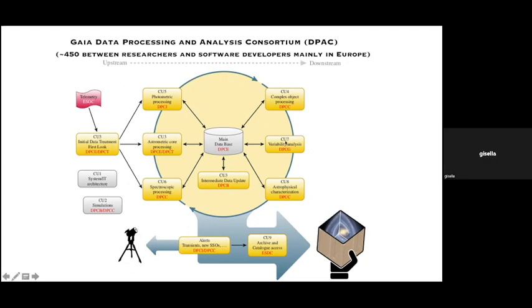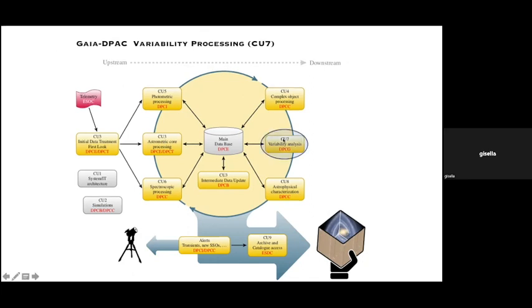And then there are the coordination units that do the processing of specific sources. What is of interest here is CU7, which does the variability analysis. But also important for the discussion we will have is CU8, which does the astrophysical parameterization of all the sources, and CU4, which does the study of the complex sources, like extended sources, binary systems, etc.